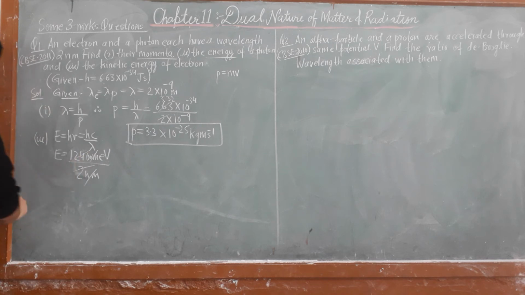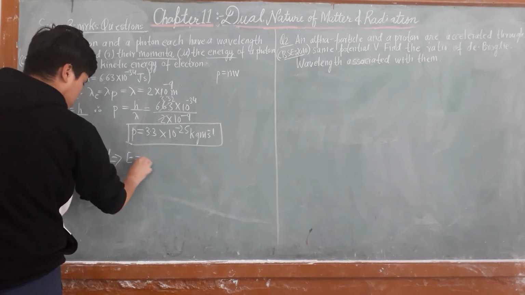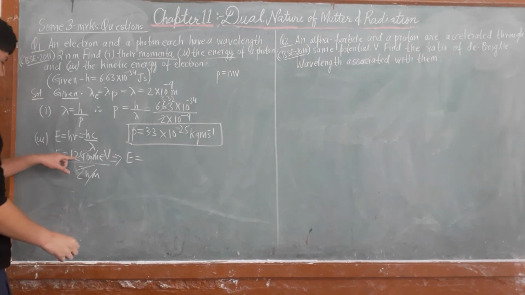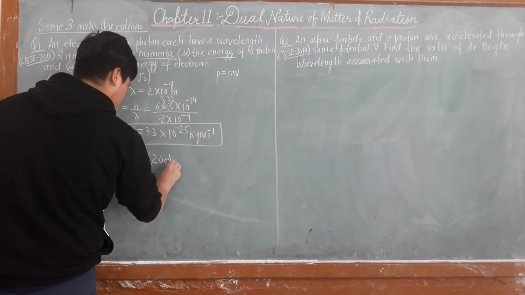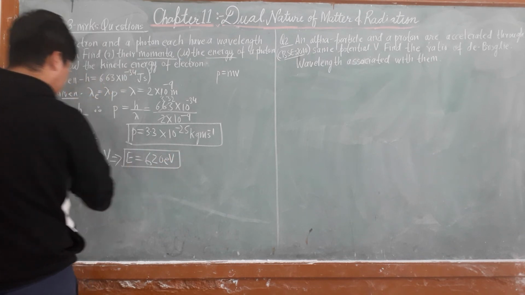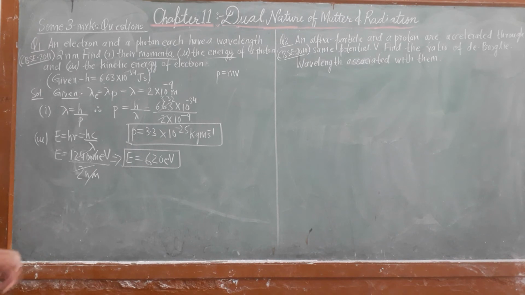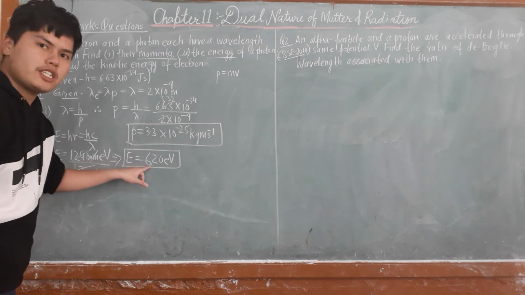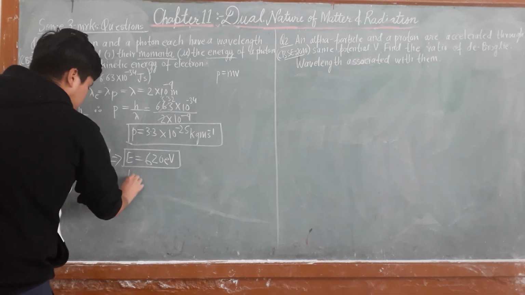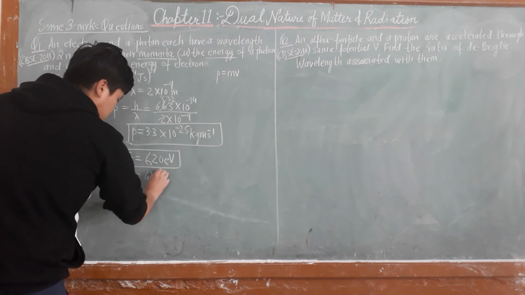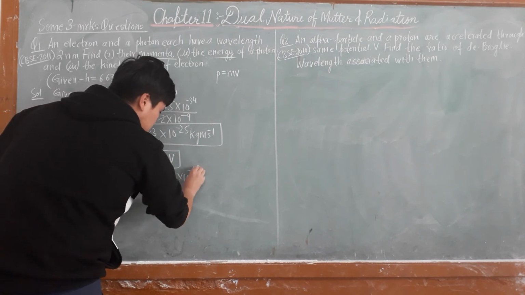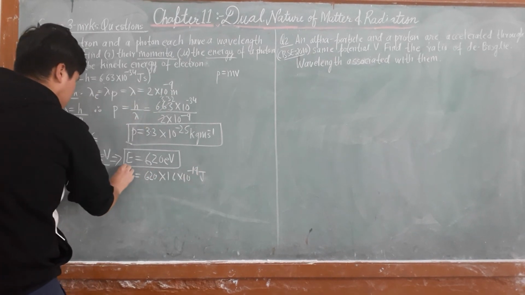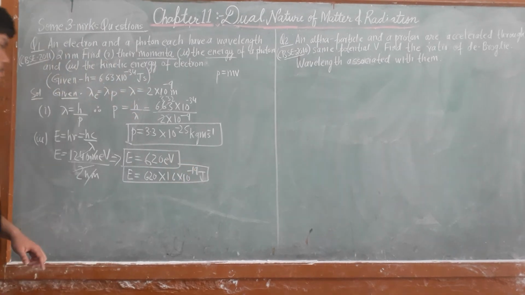Given lambda is 2 nanometer, so the 2 cancels down and the energy is 620 electron volt. 620 electron volt is your answer. If the question asks for the answer in SI units, then 620 into electron volt, where 1 electron volt is equal to 1.6 into 10 to the power minus 19 joule, so give the answer in joules. Simple.